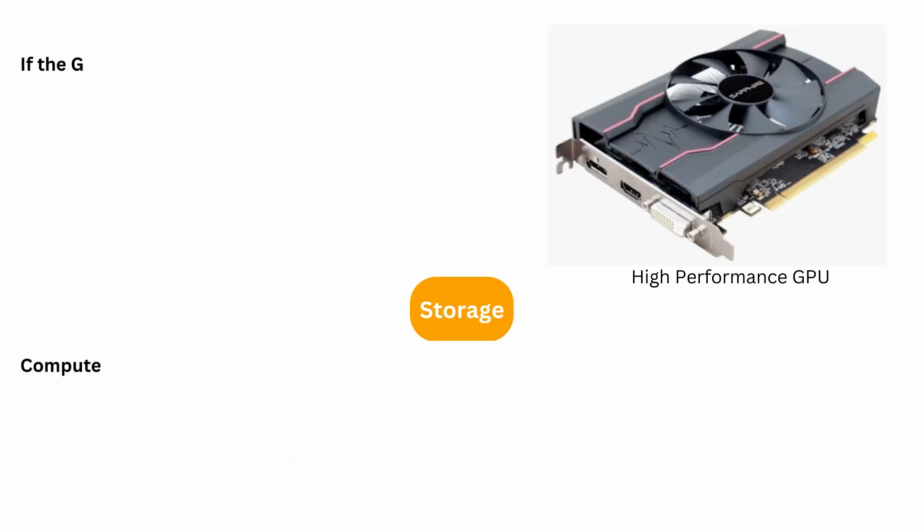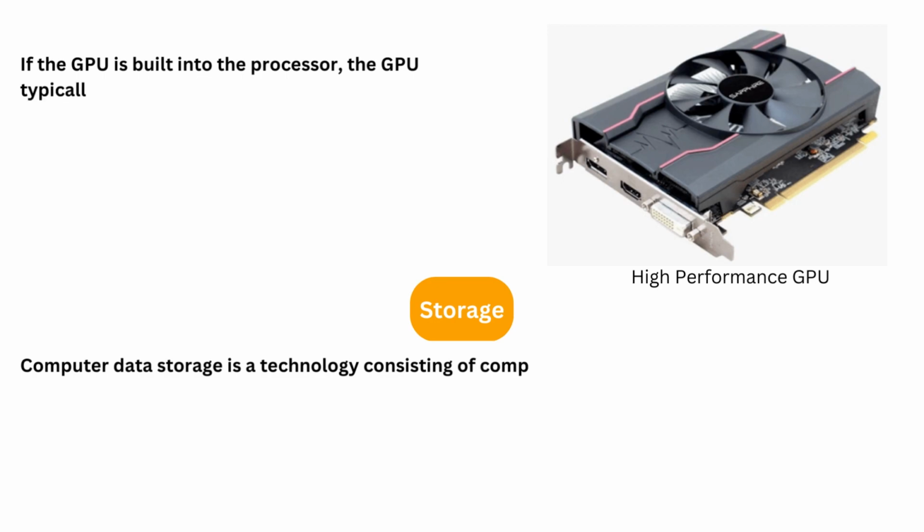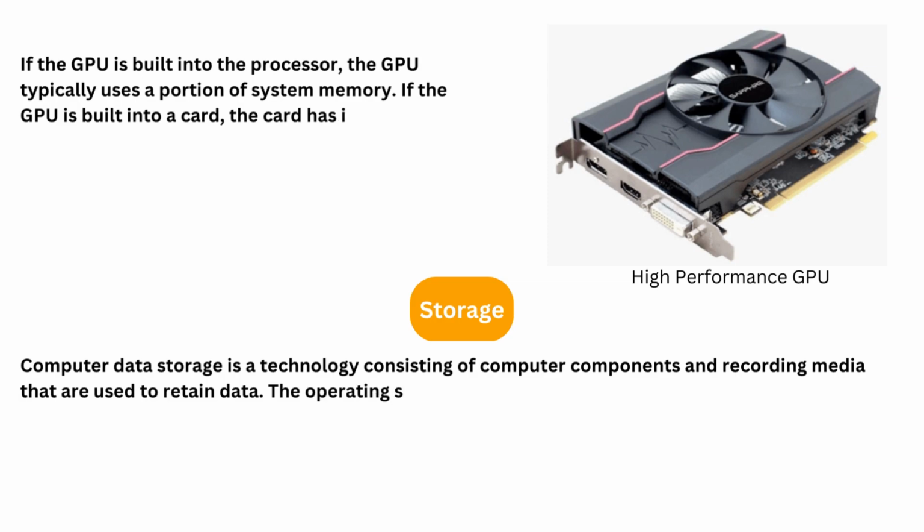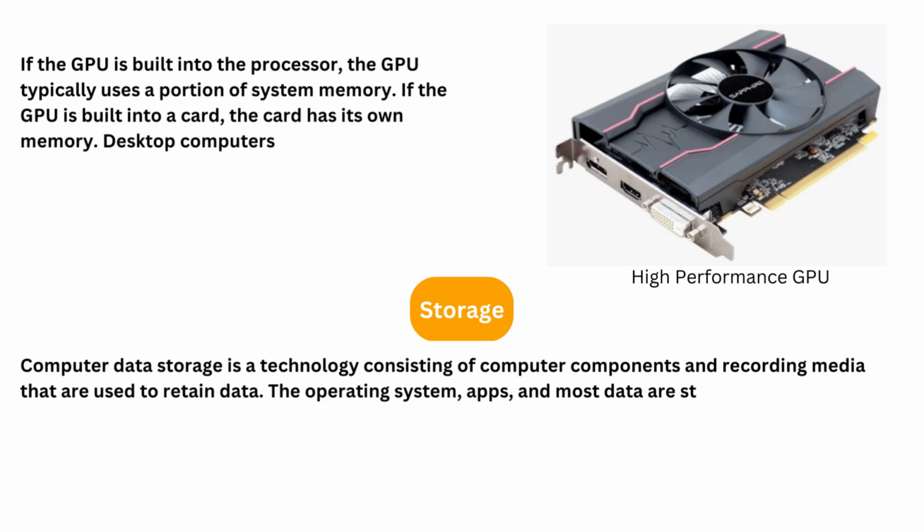If the GPU is built into the processor, the GPU typically uses a portion of system memory. If the GPU is built into a card, the card has its own memory. Desktop computers that support CPUs with integrated GPUs have video outputs in their port cluster. However, these computers can also use graphics cards similar to the one shown below.